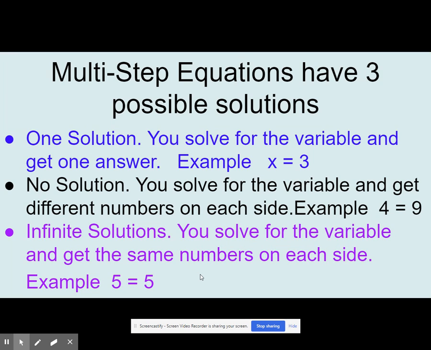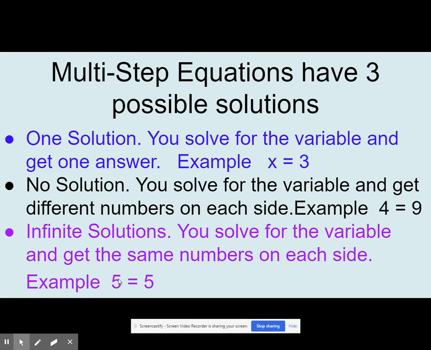So what I want you to do for this slide is you're going to pause it and all you need to write down is one solution and then write the example. So one solution, x equals 3. So you just get a regular variable equals a number. Then write down no solution and write something like 4 equals 9 or 2 equals 7 or negative 30 equals 42. You've got 2 numbers and they're different. Then you can write infinite solutions and put an example where the numbers are the same, like 5 equals 5 or 2 equals 2 or negative 3 equals negative 3.